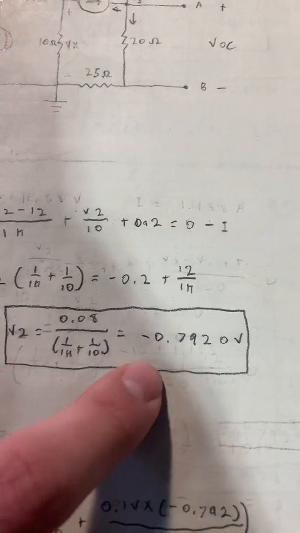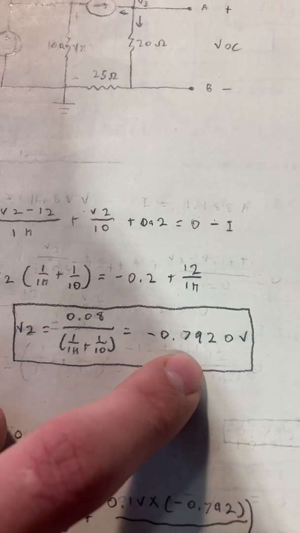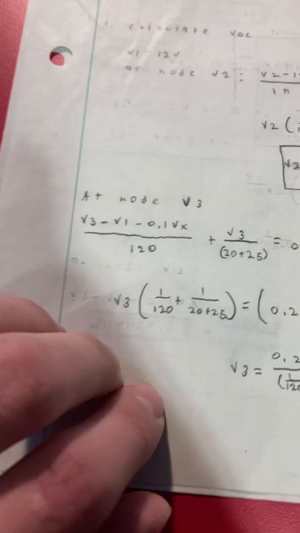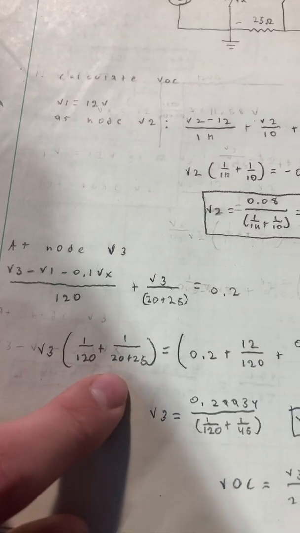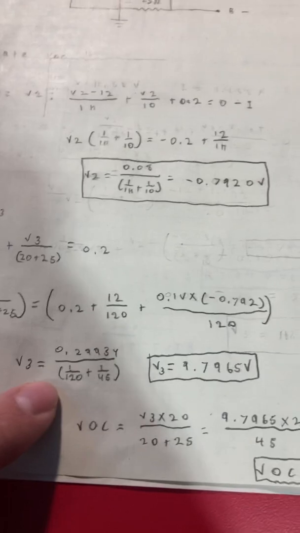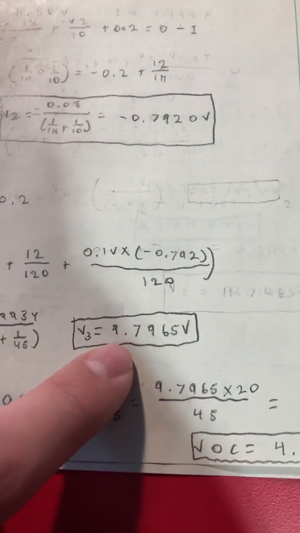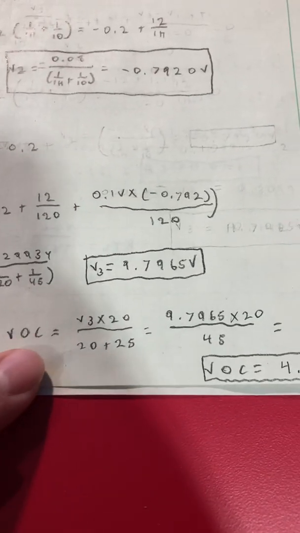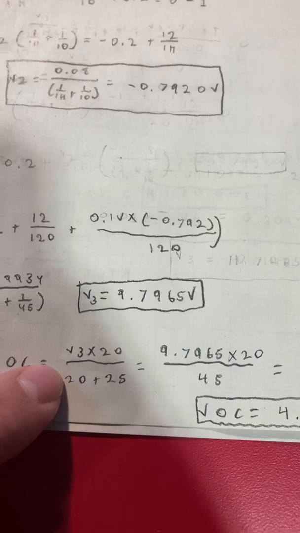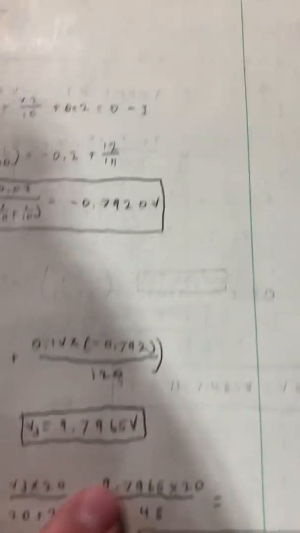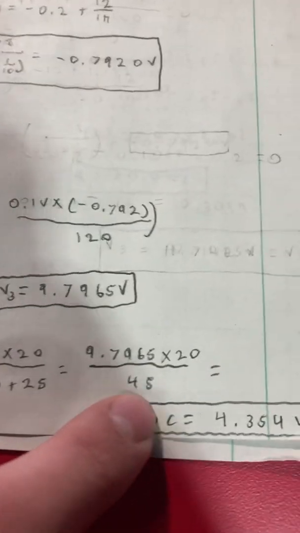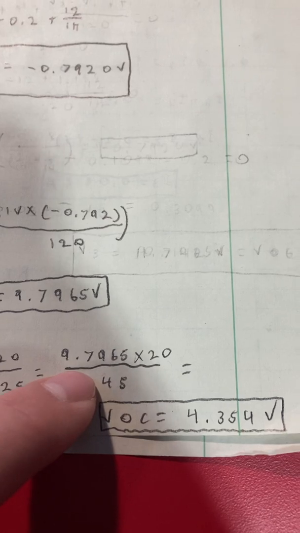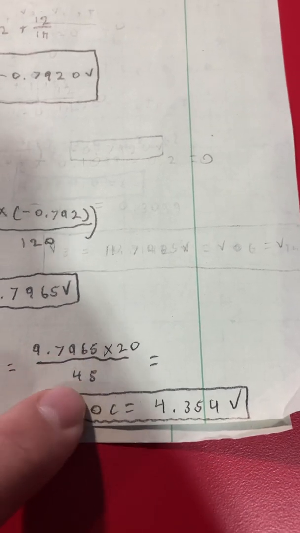which gives us that V2 is equal to negative 0.792 volts. Then we repeat that process for node V3. At node V3, the node voltage method then gives us 9.7965 volts. And so, to find our VOC, it would be V3 times 20 over 20 plus 25, which are these two resistors there. And that would be 9.7965 times 20 over 45, which is 4.354 volts.